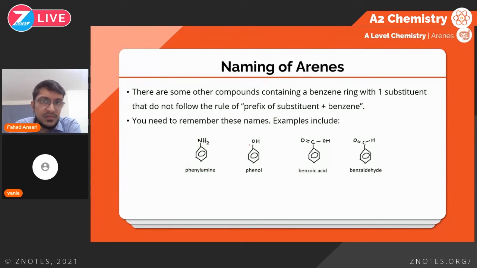Right. Now, just when you thought that naming of arenes would be over, now there are some compounds, some benzene derivatives that have their name not ending in benzene, okay? For example, if I have an NH2 group, this is not going to be called aminobenzene. It's going to be called phenylamine. Over here, when I have OH, it's called phenol. When I have CO2H, you've already seen this example at the oxidation of the side chain, that's going to be benzoic acid. And finally, we have benzaldehyde, right? This is going to be an aldehyde group bonded directly to the benzene ring.